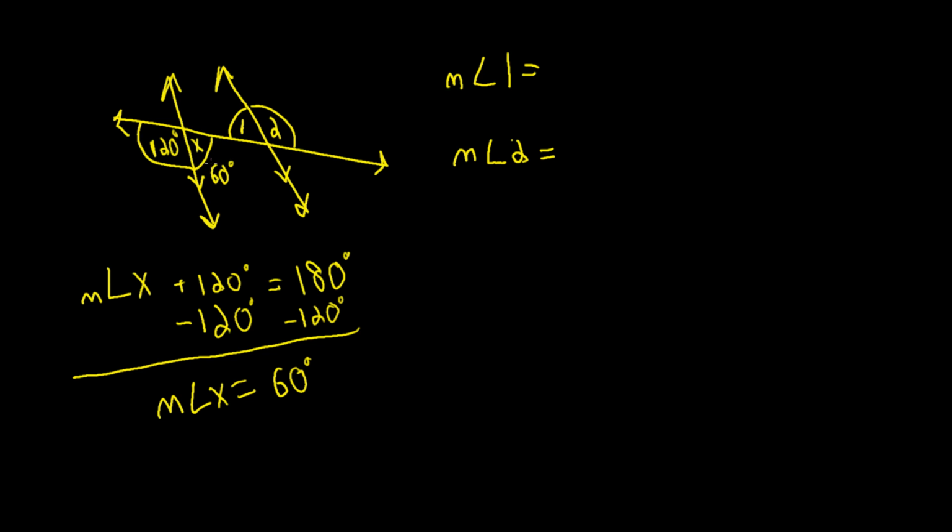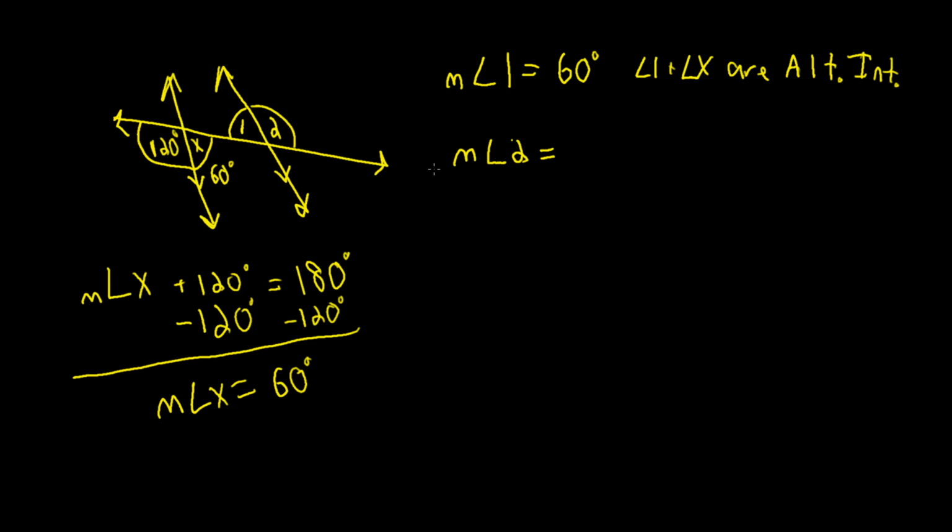And what we just talked about comes into play. X and 1 are alternate interior angles, and alternate interior angles are congruent. So we know that angle 1 is 60 degrees because angle 1 and angle x are alternate interior. I'm going to abbreviate that ALT INT.